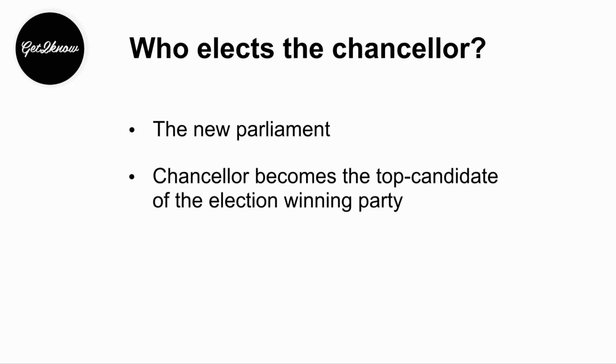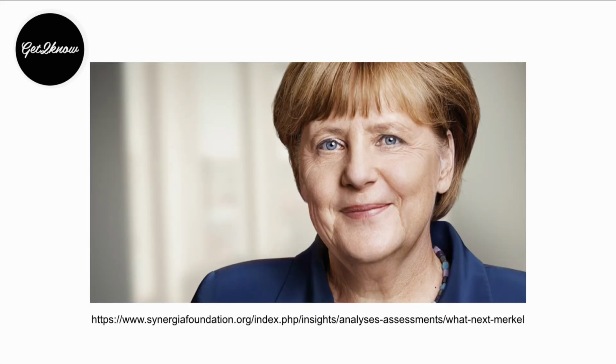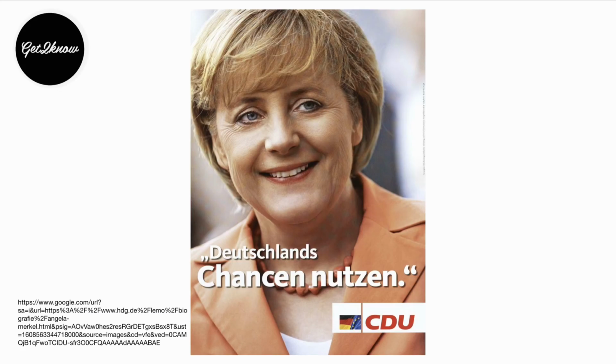Alright, our last question is, who elects the Chancellor? Okay, just to make sure, the Chancellor owns the most powerful political position in Germany and is what comes next to the President. This person is elected by the newly formed parliament and it's usually the top candidate of the party that most people voted for. For the last 15 years this office was held by this lady right here, Angela Merkel from the CDU, who became the first female Bundeskanzler, which is the German word for Chancellor, back in 2005.